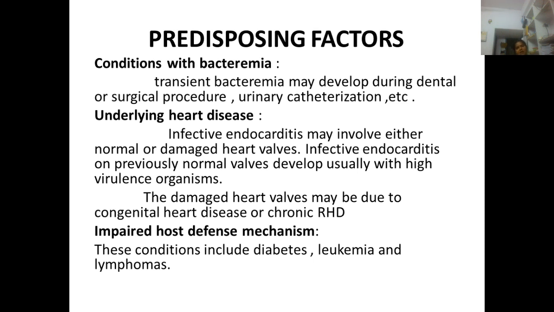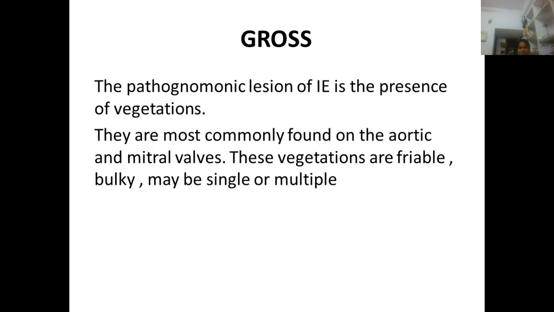These are the predisposing factors. Conditions with bacteremia: bacteremia develops because of dental or surgical procedures or urinary catheterization, which may lead to infective endocarditis. Underlying heart disease involves normal or damaged heart valves. Infective endocarditis on previously normal valves is usually with highly virulent organisms. Damaged heart valves may be due to congenital heart disease or chronic rheumatic heart disease. Impaired host defense mechanisms such as diabetes, leukemia and lymphomas are also causes.